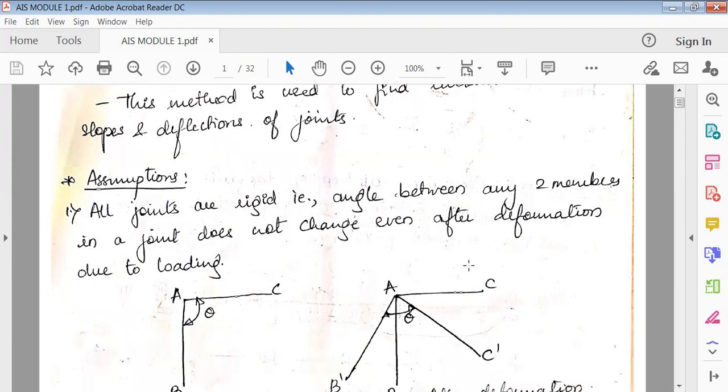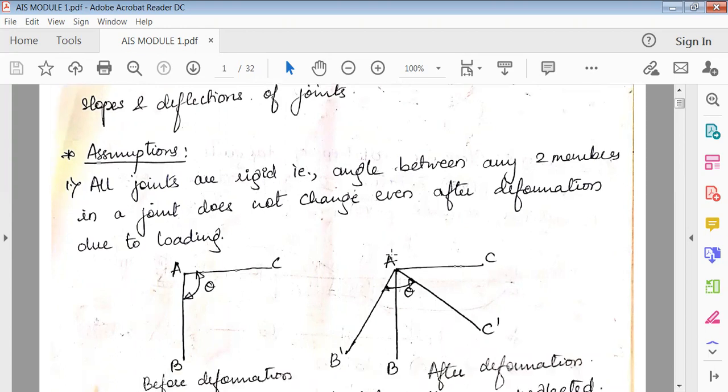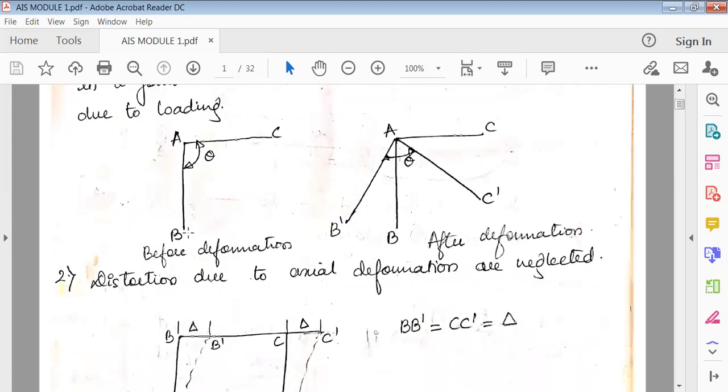The first assumption is that all joints are rigid. The angle between any two members at a joint does not change even after the deformation due to loading. You can see here in the first figure, AB and AC are two members with an angle theta. This is before deformation. If you try to tilt this, AC changes to AC dash, at the same time the angle is maintained, and AB changes from its initial position to AB dash. So the meaning of this is that this theta is equal to this theta.